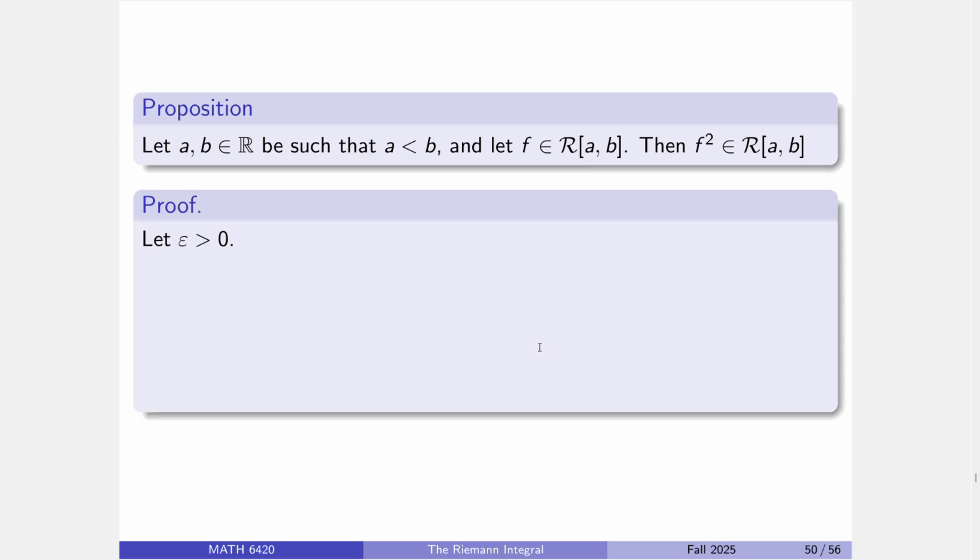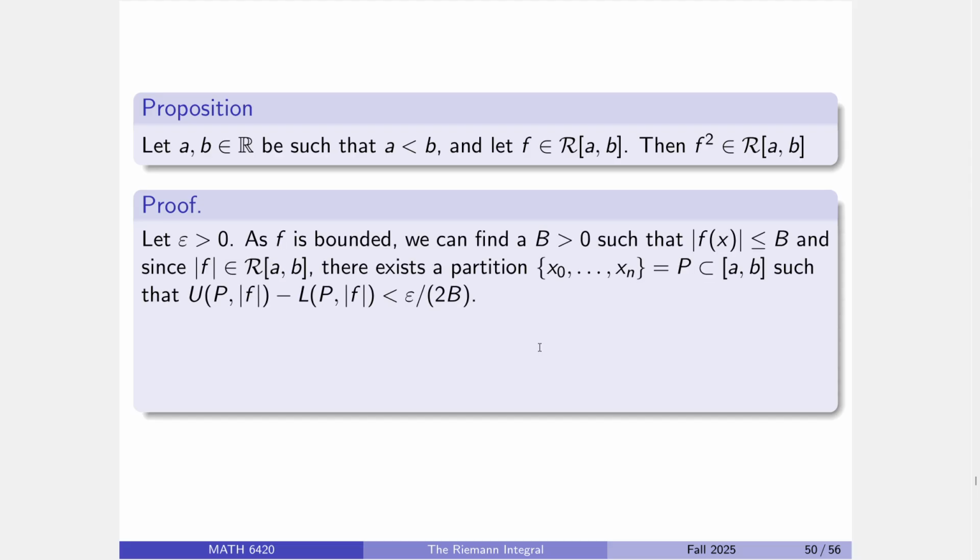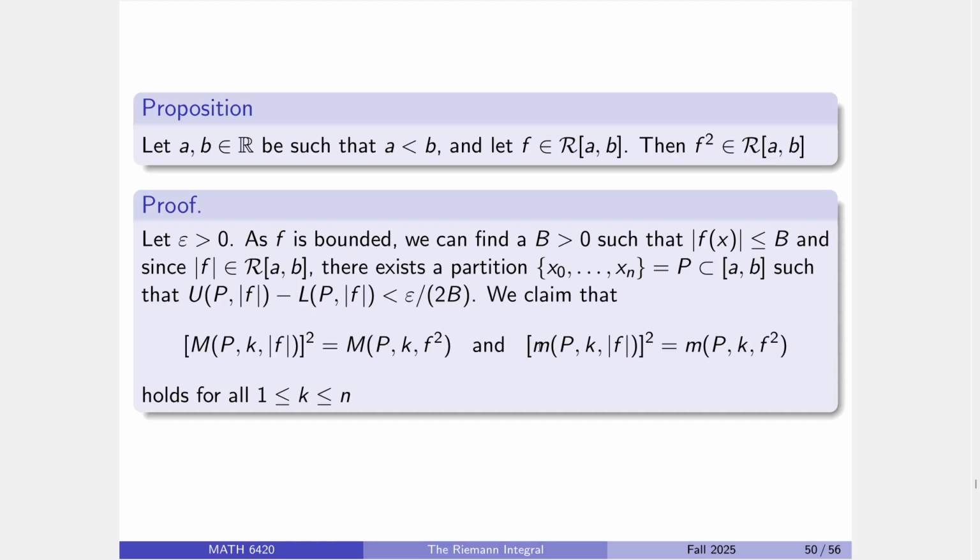All right, so indeed, let epsilon be greater than 0. I want to prove that f squared is Riemann integrable. Now, what's the trick going to be? Well, okay, my function's bounded, so there is a b such that the absolute value of that function does not exceed it. And thus I can find a partition, because I know my absolute value is integrable, so that it gets to epsilon over twice b. And all this material here will become clear in a moment.